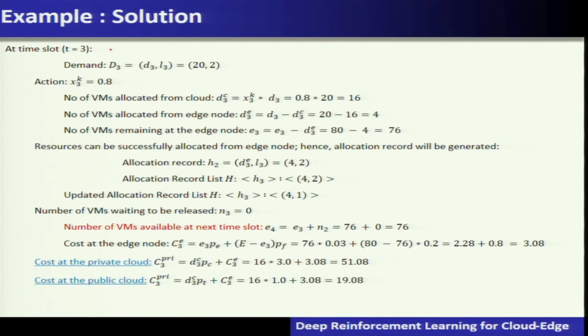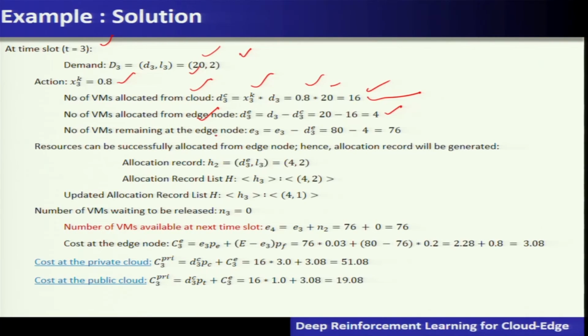Similarly, for time slot 3, let us explain in more detail. The demand D3 is 22. So 20 for 2 time slots is needed. Now the action is 0.8, which means the fraction of virtual machines being allocated from the cloud is 0.8 of the total demand of 20. So the number of virtual machines allocated from the cloud is only 16. The remaining part of that demand, that is 4, will be allocated from the edge nodes.